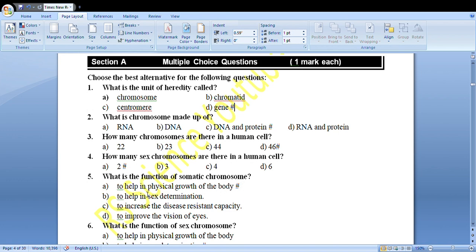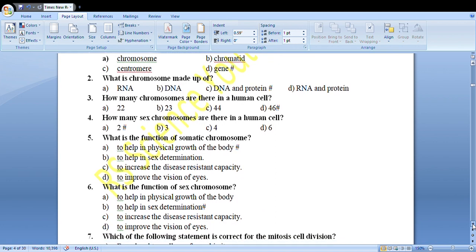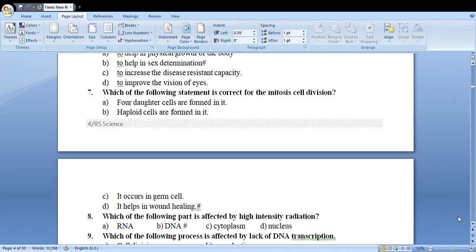What is the function of somatic chromosome? Somatic means body chromosome, so it helps in physical growth of the body. What is the function of sex chromosome? Sex chromosome helps to determine the sex or gender of a baby. Which of the following is the correct statement for mitosis cell division? Mitosis cell division helps in the wound healing process.